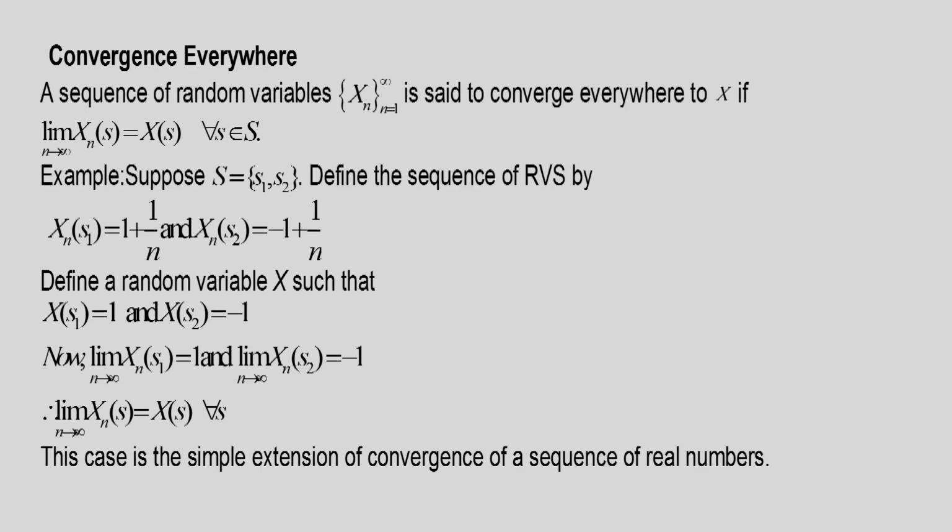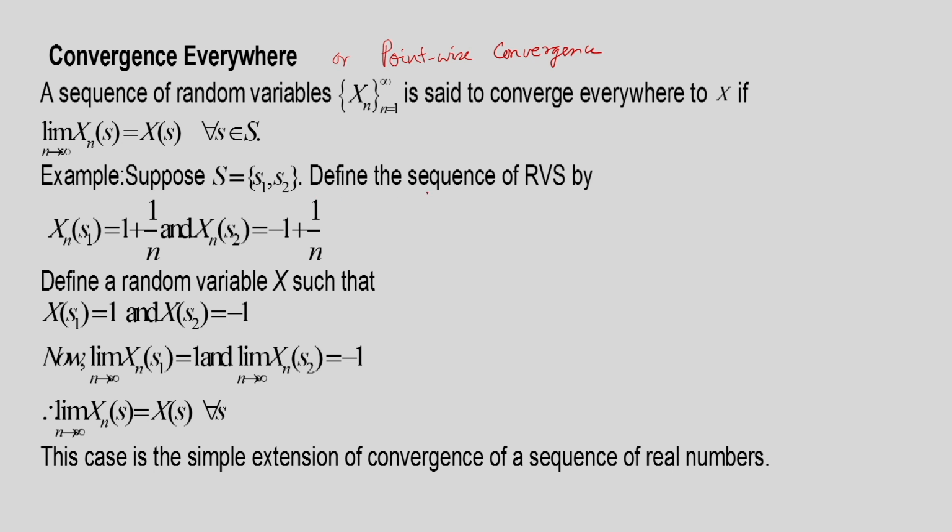Therefore, there are different modes of convergence of a sequence of random variables. The most elementary convergence concept is convergence everywhere, also called pointwise convergence. A sequence of random variables X_n is said to converge everywhere to X if the limit of X_n(s) is equal to X(s) for all s belonging to S. So, corresponding to each sample point we find a limit. This is pointwise convergence, or convergence everywhere.